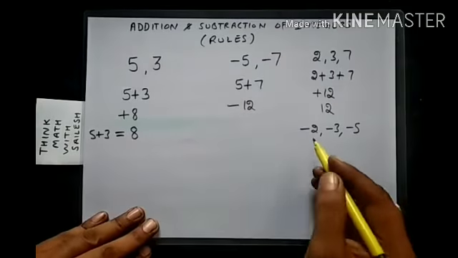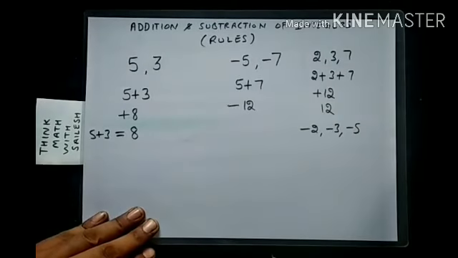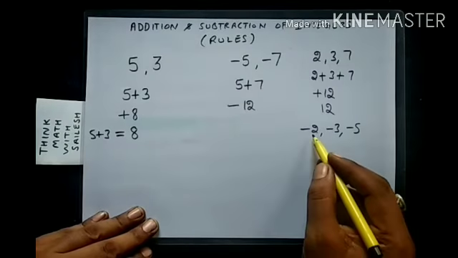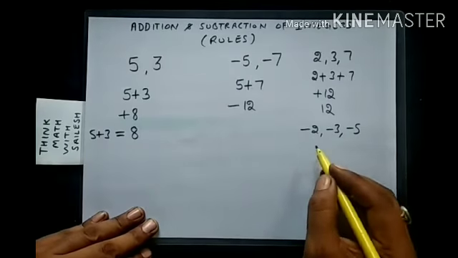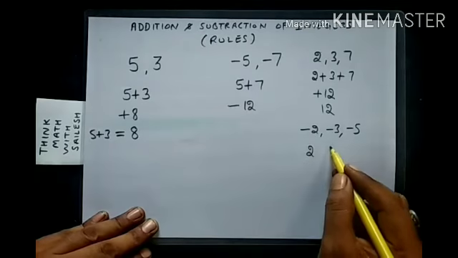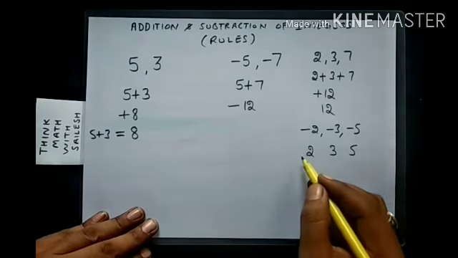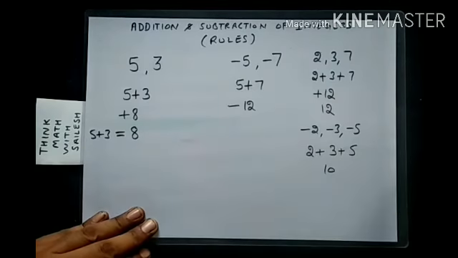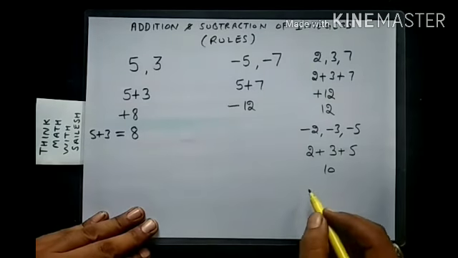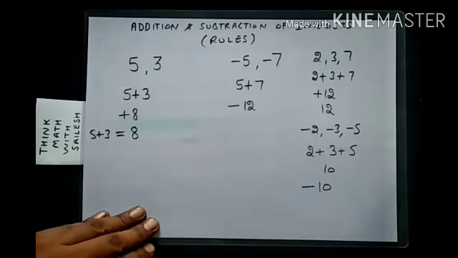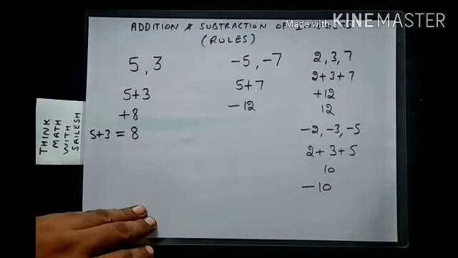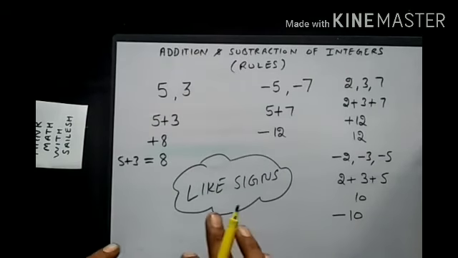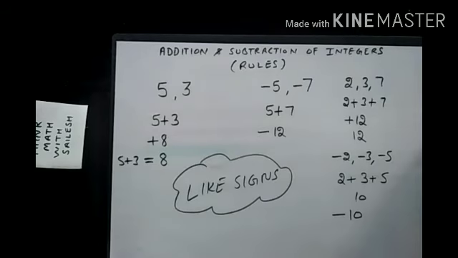Now in the other case, -2, -3, -5, all symbols are negative. Firstly, in order to add all these, I will find their absolute values. Its absolute value is 2, its absolute value is 3, and its absolute value is 5. Now I will add these. Now what is the answer? 10. The answer is 10. I will write the common symbol of all the integers with this answer. So the answer is -10. So you can see that we have performed the addition for like sign integers.